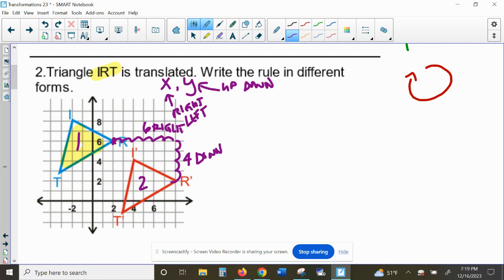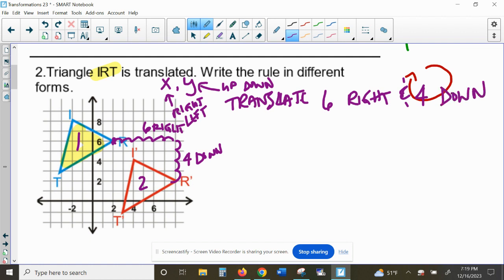So different ways that I can write this. I could write that verbally, like translate 6 right and 4 down.